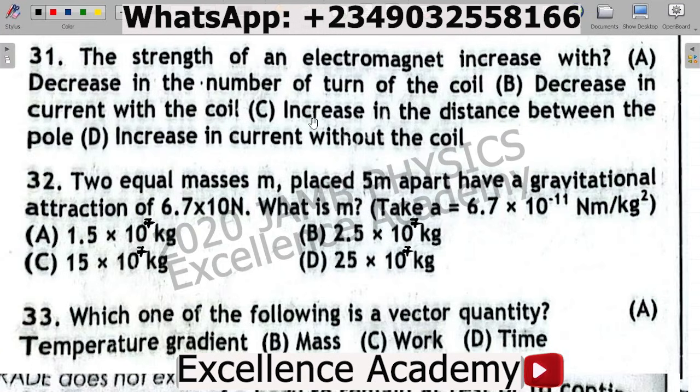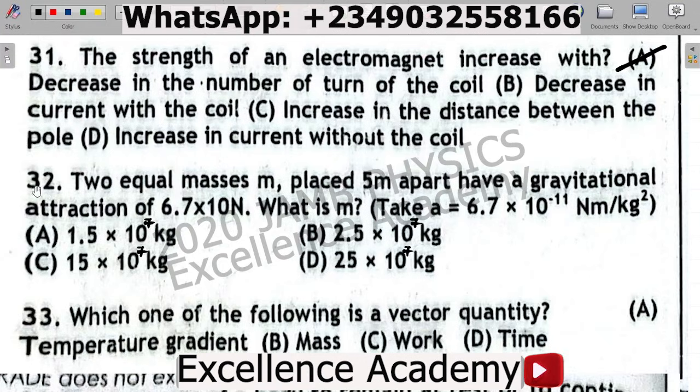Now for this question, you want to note that the strength of an electromagnet increases with a decrease in the number of turns of the coil. Others are increase in current without the coil. So for this question here, the correct option there is A. The strength of an electromagnet increases with a decrease in the number of turns of the coil. So that is your correct answer.